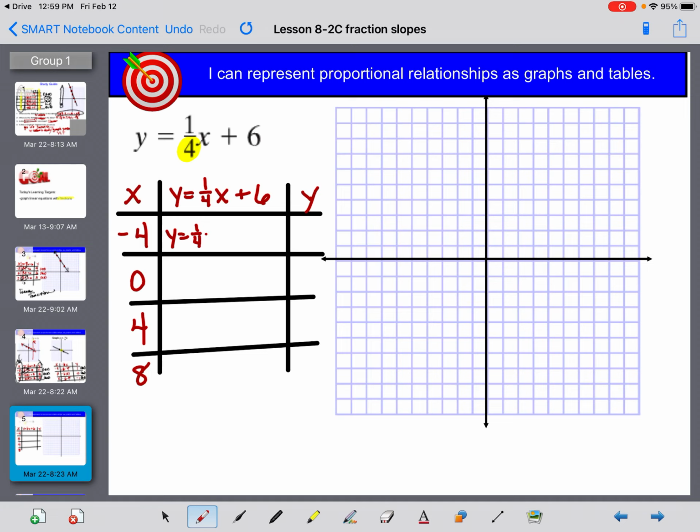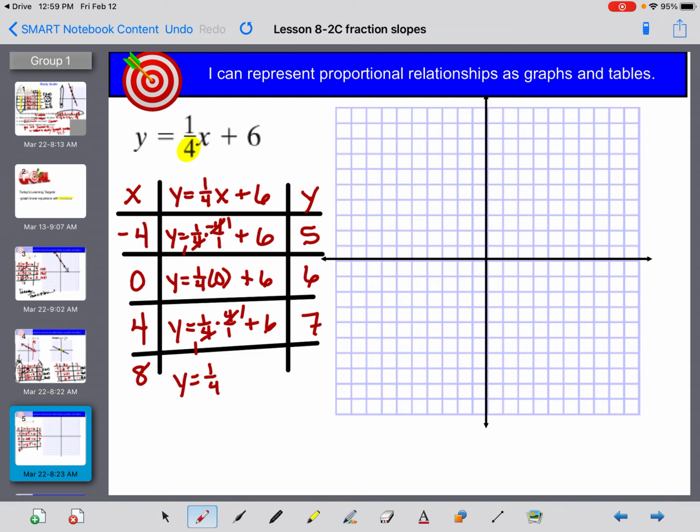Y equals 1/4 times negative 4 over 1. First thing we want to do is multiply by something that gets rid of the fraction. We end up with negative 1 plus 6 gives me 5. Solving the problem again using 0 for x, I get 6. Then solving the equation again, this time using 4 over 1, and I cross these off, and I get 7. Then I could solve for 8. Y equals 1/4 times 8 over 1 plus 6. And that equals 2. 2 plus 6 is 8.